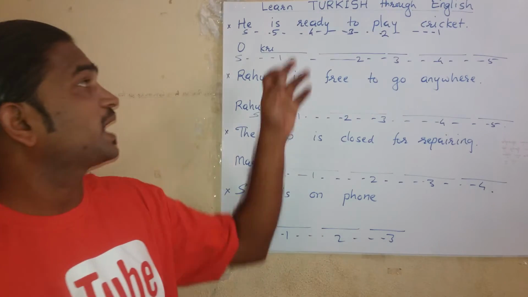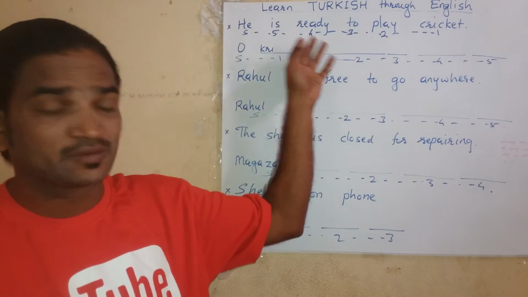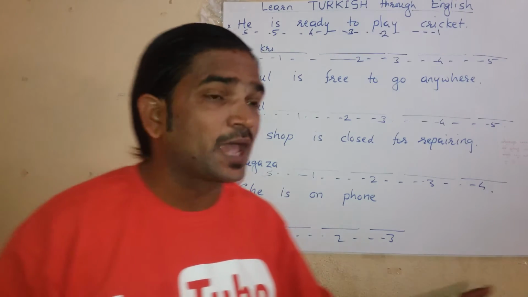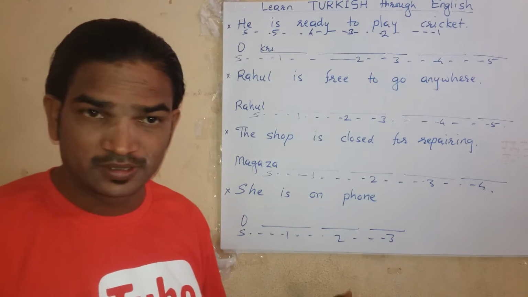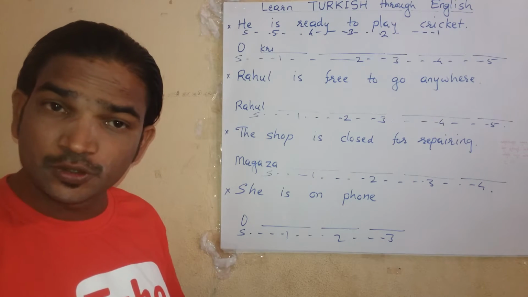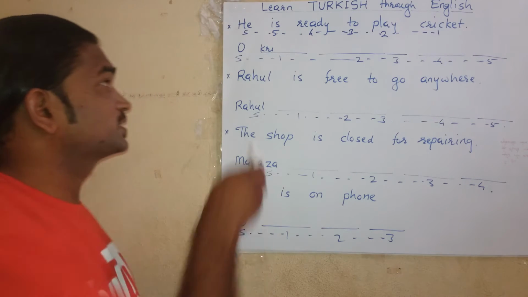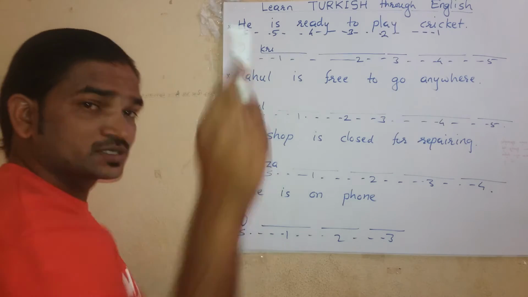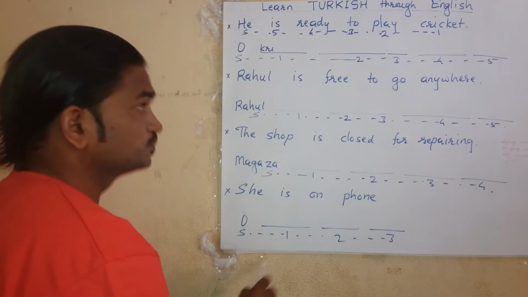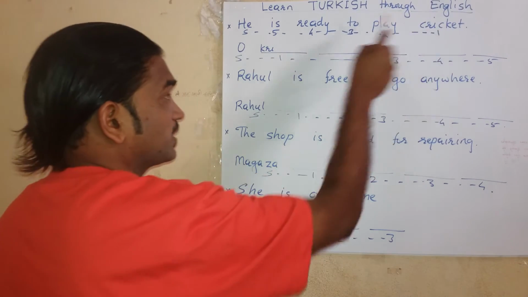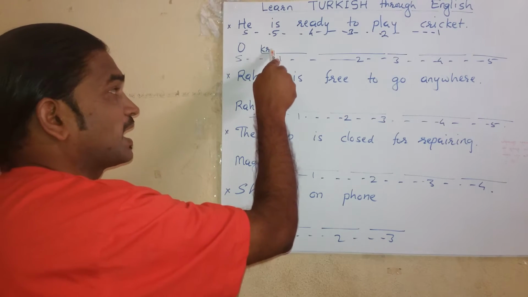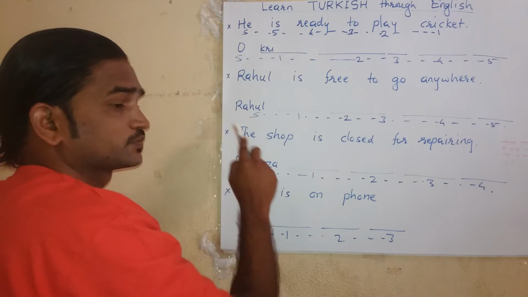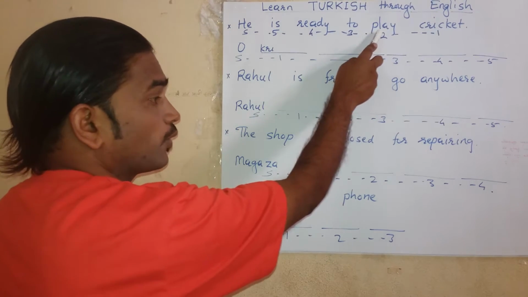While trying to speak this sentence in Turkish language, you should try to type this sentence in the comment box. There is a comment box below this video. First you should write the word for he, o. Start typing in the comment box, o. Then you should write the word for cricket, k-r-i-c-k-e-t, cricket.